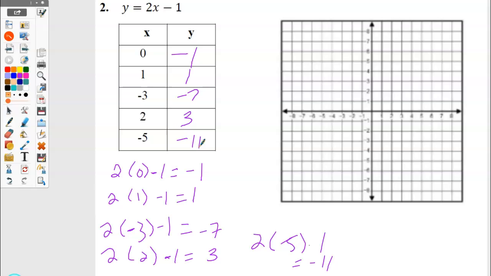Okay, so now we plot all these points. So 0, -1, 1, 1, -3, -7, 2, 3, and -5, -11. Again, draw a straight line. I would recommend using a calculator or your cell phone to make this a little bit straighter. And there we go for this example. So now go ahead and move on to the next example, or the next video, where we're going to finish up your notes.